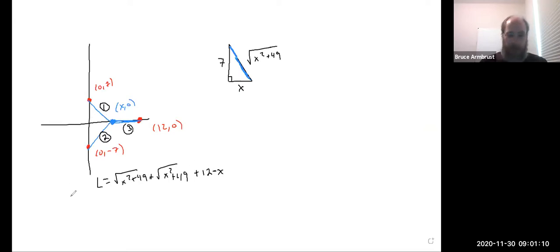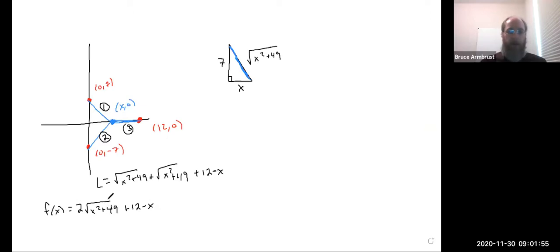All right, so here's actually the answer to the first part, where it says, what's the function that we're trying to minimize? That's not 99, that's 49. Okay, so we've got 2 square roots of x squared plus 49 plus 12 minus x. All right, so how are we doing at this point? Does that make sense? All right, so that's what we're trying to optimize.